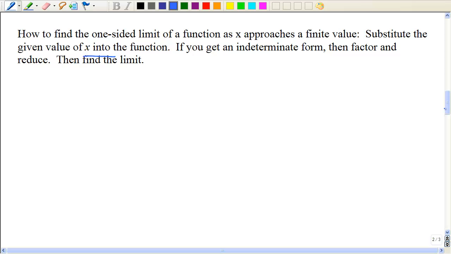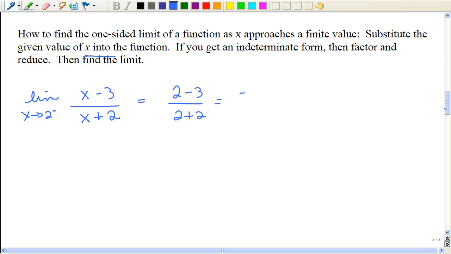All right, so just to pick some problems, if I have the limit as x approaches 2 from the left, right? Now what they're trying to confuse you with that little minus sign is they're trying to make you think it's a negative 2, but it's not. It's a positive 2. So again, we're just going to put that value in for x. So if I have 2 minus 3 over 2 plus 2, negative 1 over 4, and you're done. All right? Doesn't matter right or left. Let's look at another one.